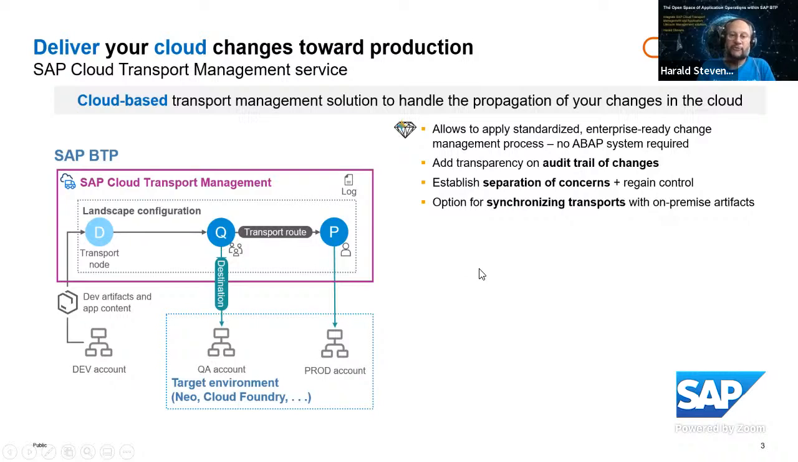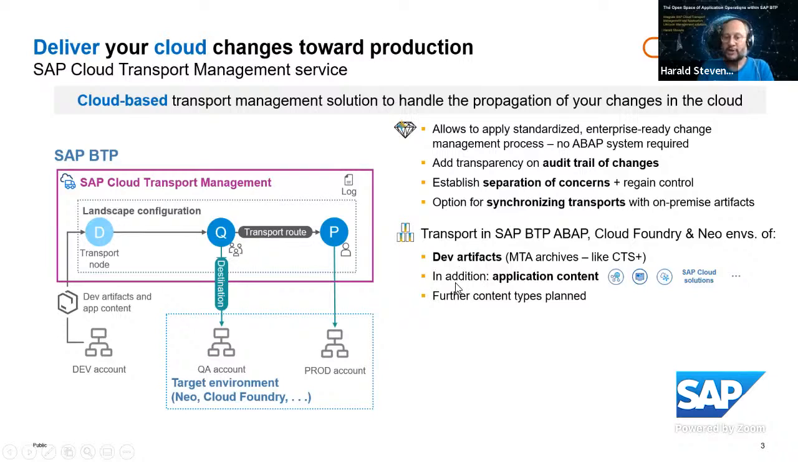So here a brief refresher of what we can do with transport management. We have this enterprise-ready change management process on a basic level inside transport management. We have this audit trail of changes. We have a role concept which can enforce a four-eyes principle or separation of concerns. And we can synchronize transports with on-premise artifacts if we integrate with our higher level ALM tools, which I will show today. So the synchronization of transports with, say, on-premise artifacts happens on the level of the ALM tools, and I will show that.